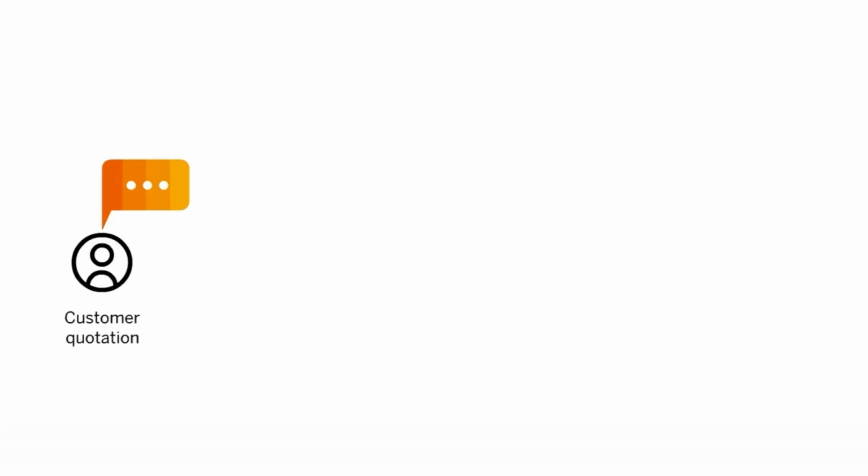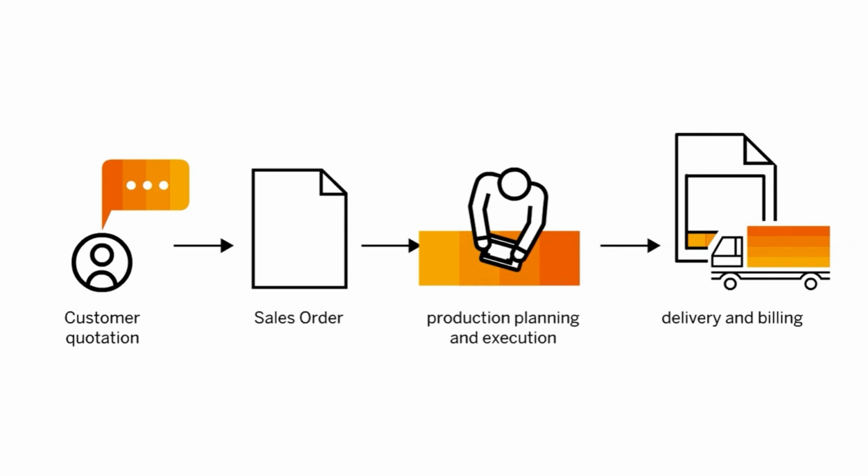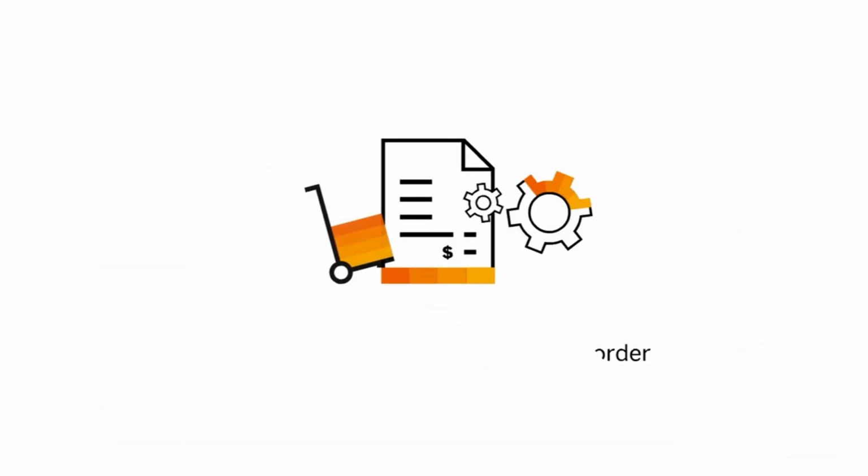Hello. When working through these tutorials, you will see the make-to-order process of finished goods from customer quotation, sales order, production planning and execution to the delivery and billing of the customer. The sales order BOM process is supported. The process includes the following steps.